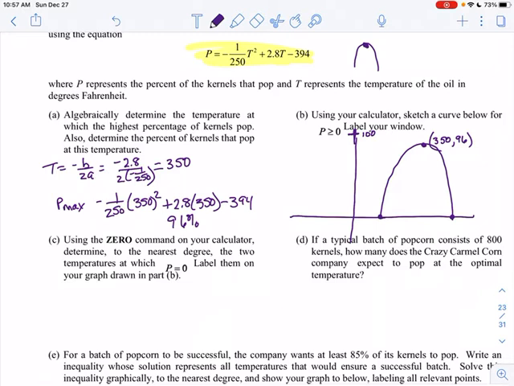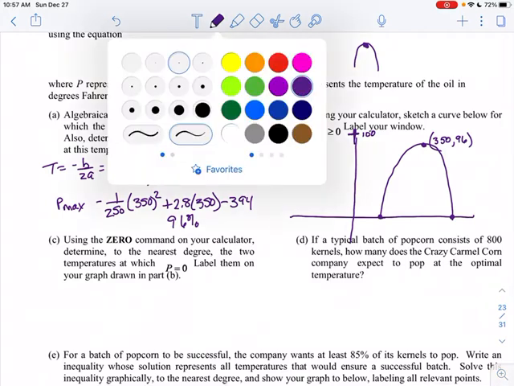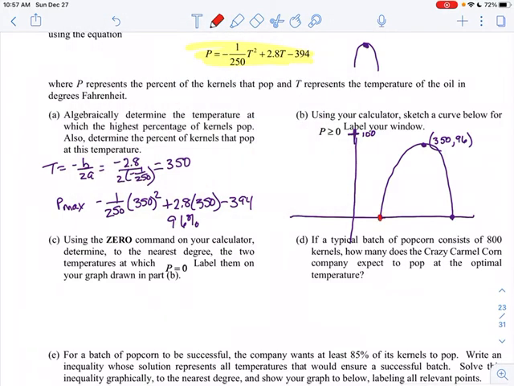There we go. There's my parabola. I can see it upside down. And C and D are going to have us do a couple things with my calculator. So C wants us to use the 0 command on your calculator, determine to the nearest degree the two temperatures at which P equals 0. Okay, label them on your graph drawn in part B. So basically, I'm trying to find these points right here. I want to know where P is equal to 0. So I'm going to use the 0 command.